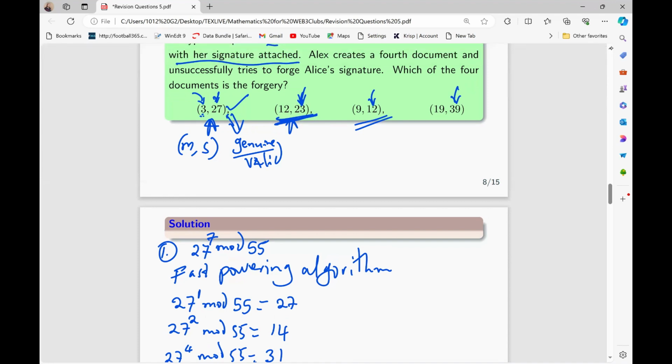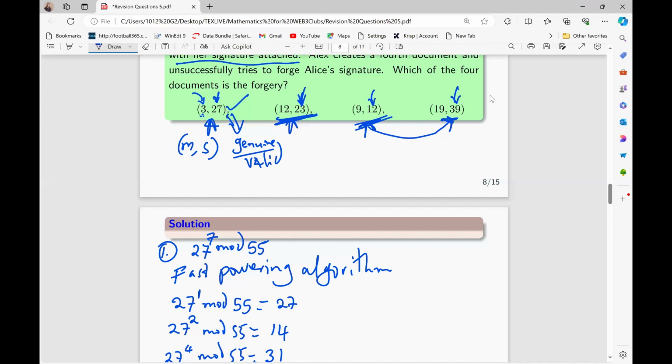Of course, we've been told that 3 of these are genuine and 1 is not genuine. We've already tested 2 which are valid. So we just want to find which one of these is not valid. If this one becomes valid, then the other will not be valid. But if this one is not valid, then the other will be valid. But of course, you can check later.